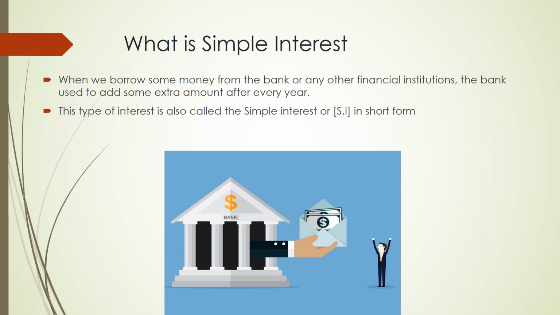For example, some amount of money, say 100, will be added after every year. After 1 year, 100 will be added to your loan amount. So after some years, the amount will increase. This is how simple interest works. If the years increase, they will add a certain amount in every year. So here the principal will never change. Now let's see the formulas related to simple interest.